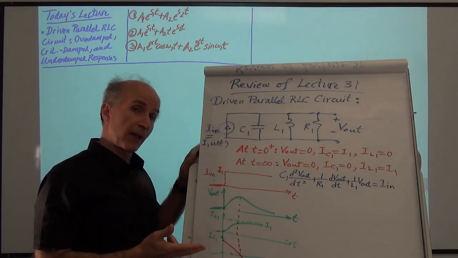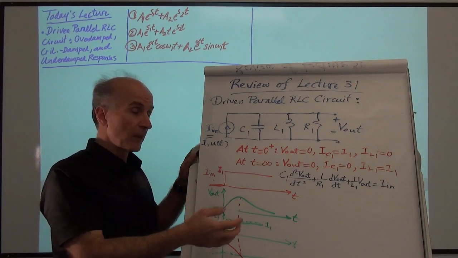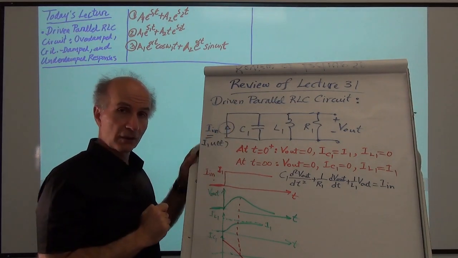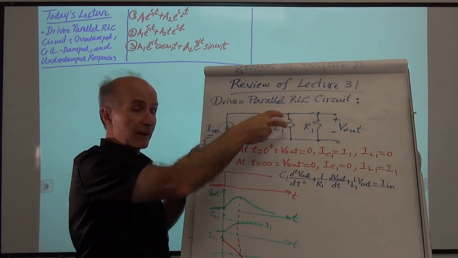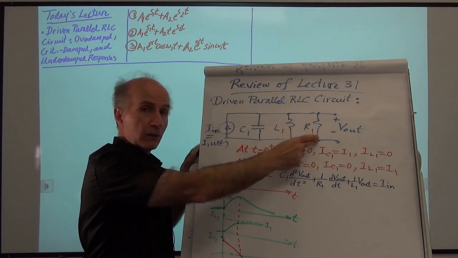At time infinity, on the other hand, because all of the quantities have reached constant values, the voltage on the capacitor is constant, and the current through the capacitor is 0. And the voltage across the inductor is 0, so all of the current flows through the inductor and not through the resistor.